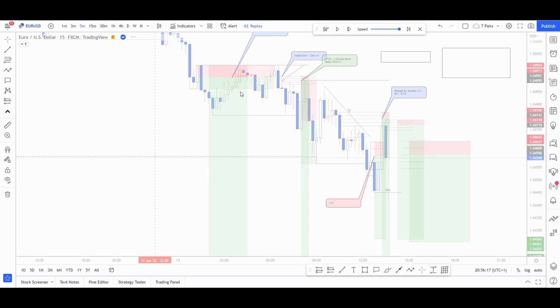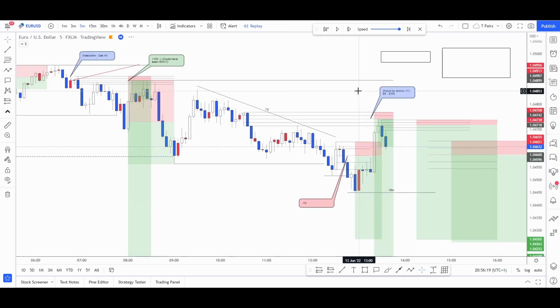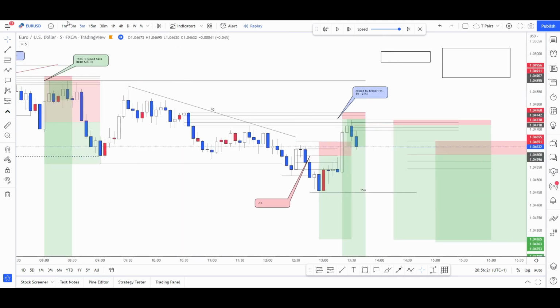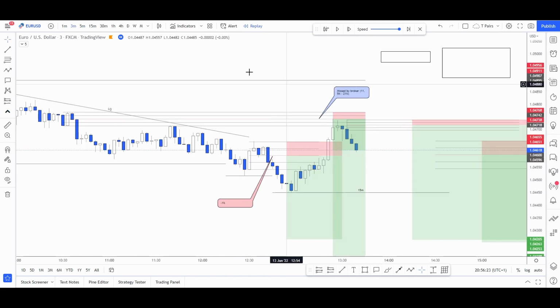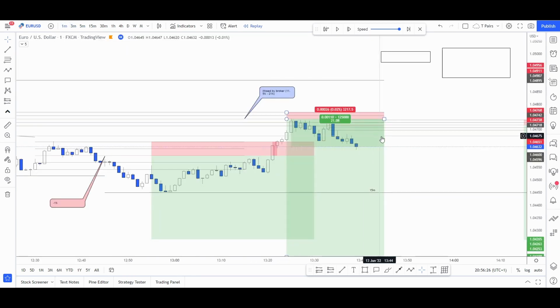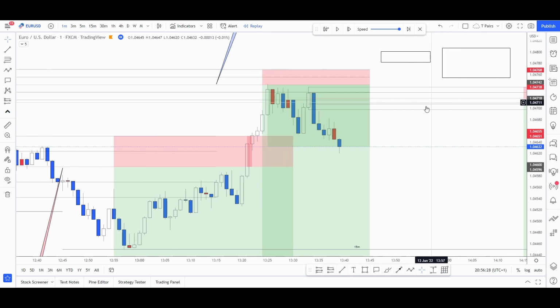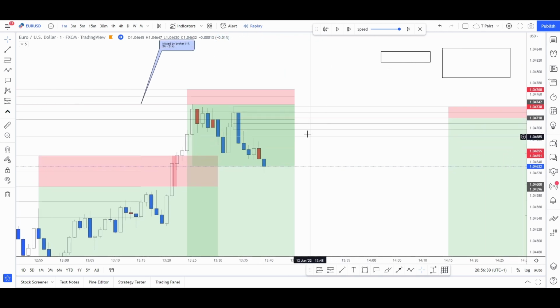Oh, why is TradingView going so slowly? Is it a 3 minute? Oh man, this is bad. This is a 1 minute. Yeah, it's a 1 minute. Okay, well, I can explain this. All right, I can explain it.